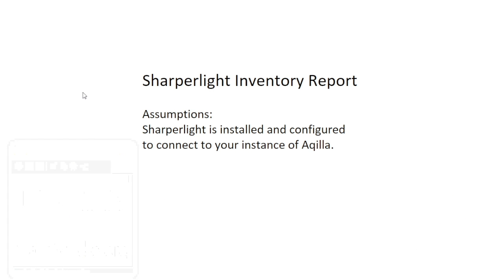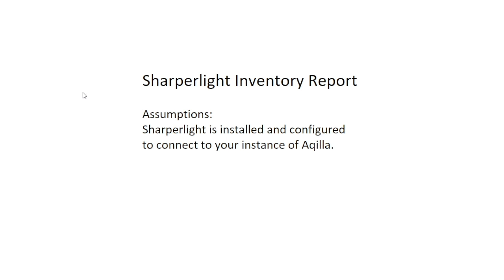Part 2. Inventory Report. The next part of the tutorial will demonstrate how to set up a simple Sharperlight report to produce an inventory listing that shows the book value of all stock items grouped by location. It's assumed that you already have Sharperlight installed and configured correctly to connect with your instance of Aqilla.